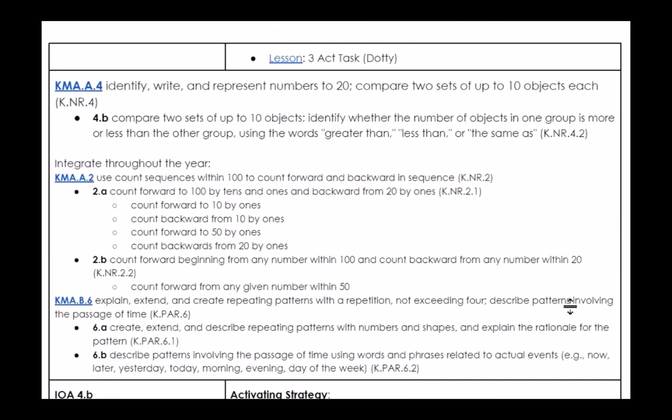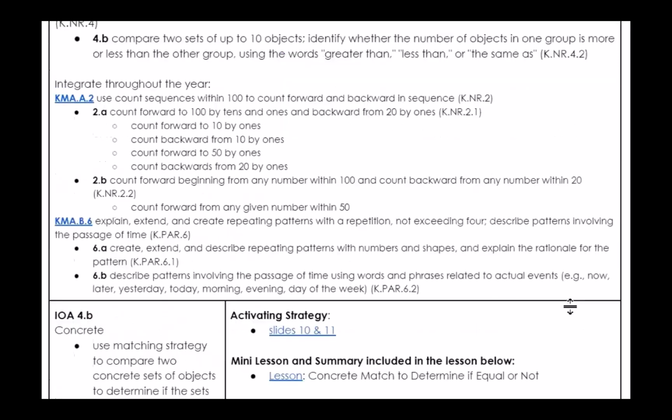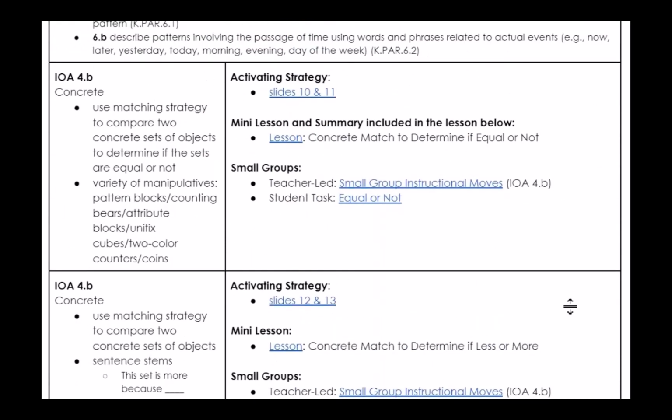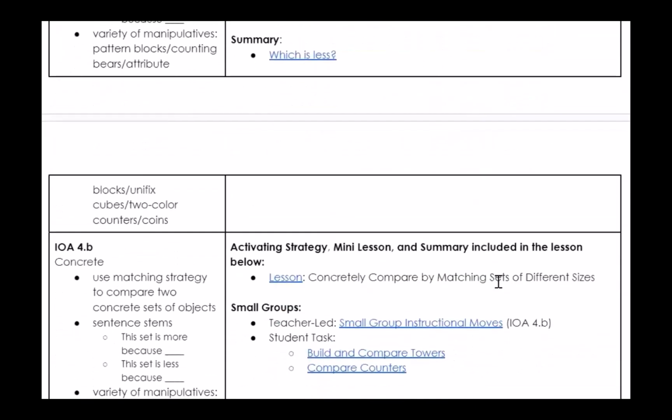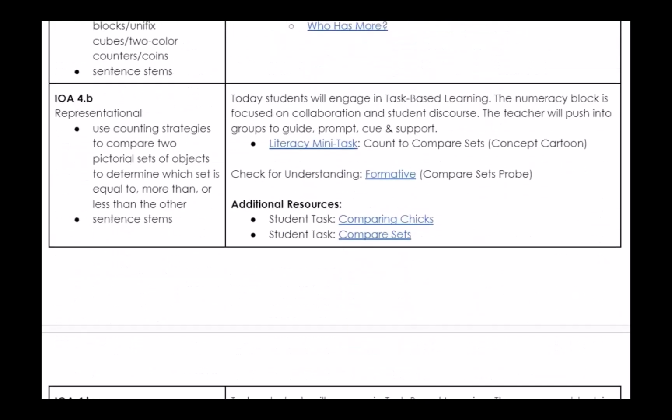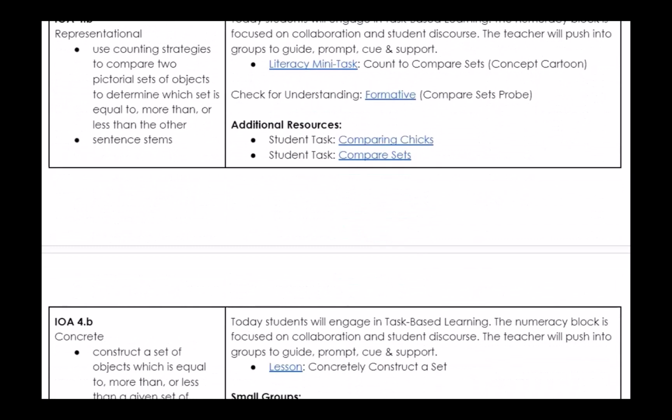Unit 3 ends with work on IOA 4B, comparing 2 sets of objects. The suggested pacing for this IOA is about 7 days. Students begin by comparing 2 concrete sets of objects using the matching strategy, and then they will move to using the counting strategy to compare 2 sets of objects. The counting strategy is also used at the representational level.